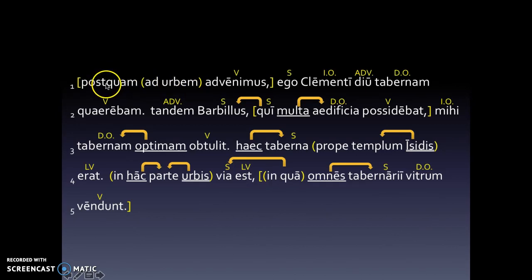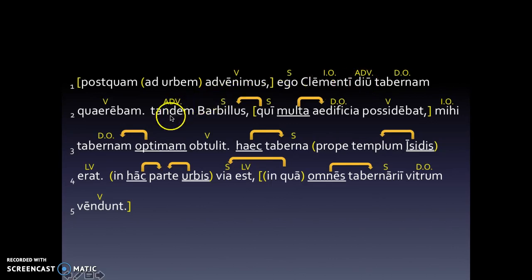Adverbs we don't really need to mark if you don't want to. Advenimus is a verb. Ego is a personal pronoun. It's the nominative form of the personal pronoun, so that's our subject. Clementi is dative, so it's our indirect object. Diu is an adverb. Tabernam is accusative. And quaerebam is our verb. Notice our verb is first person singular, and then -bam, it matches our subject. So the first sentence reads, after we arrived at the city, I was searching for a store for Clemens for a long time.